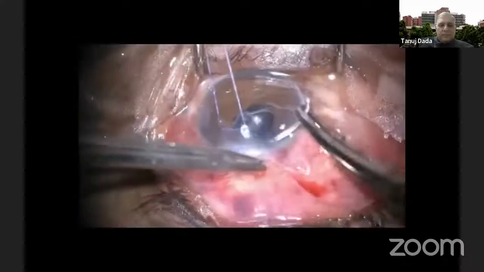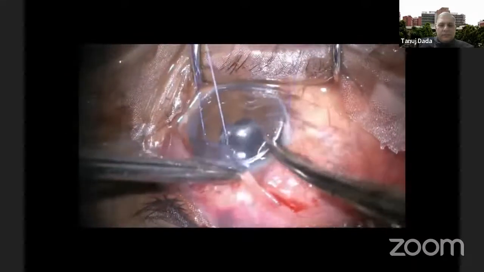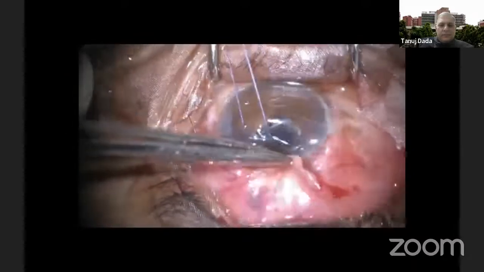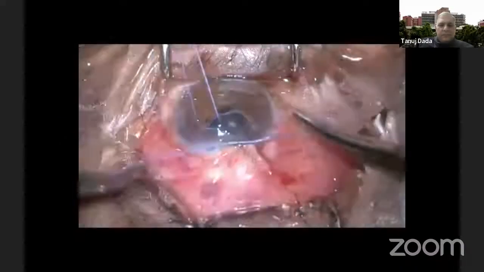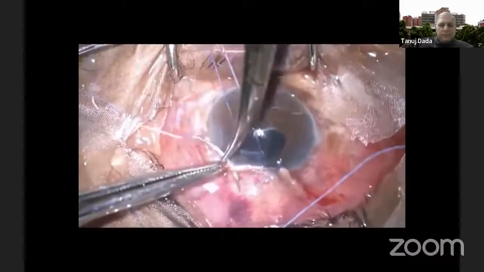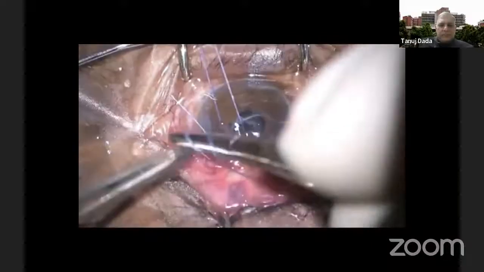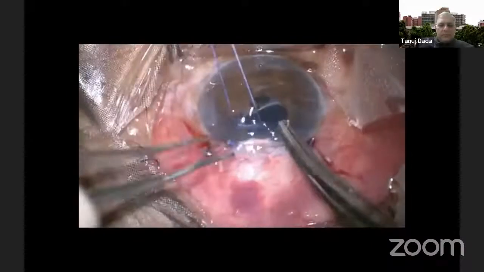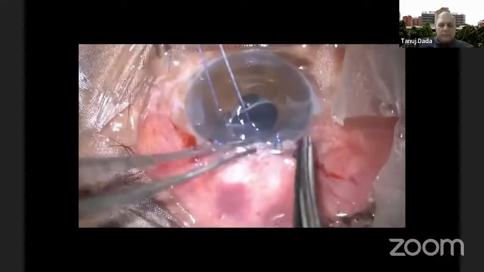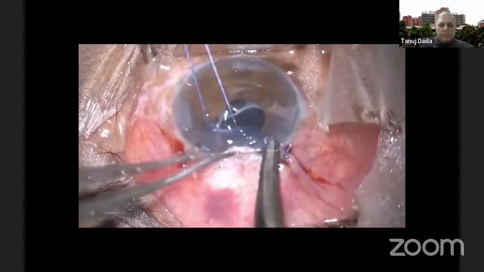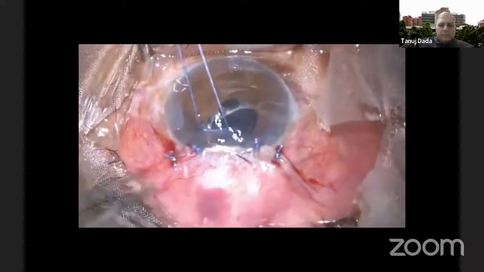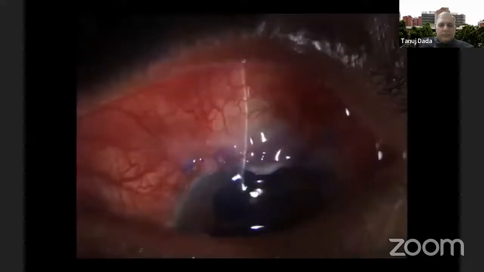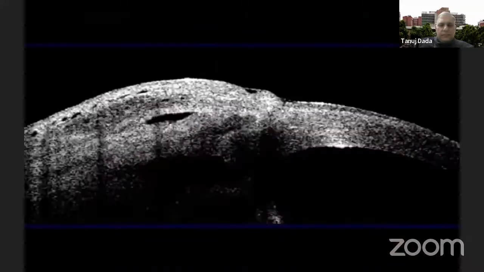The conjunctiva was advanced to cover the trabeculectomy site using 8-0 Vicryl sutures at the 2 edges. And additional 10-0 monofilament nylon mattress sutures were put circumferentially to anchor the flap at the limbus. Post-operative clinical picture and anterior segment OCT showed a well-formed bleb at the end of first week.